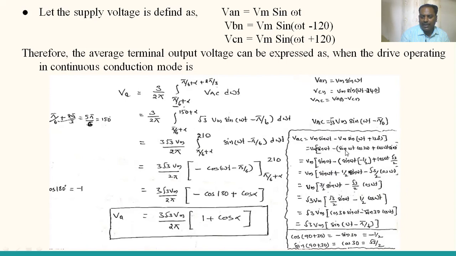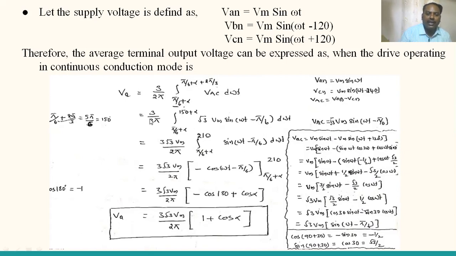Sin A plus B can be expressed as sin A cos B plus cos A sin B. In this manner, we can solve this. Finally, VAN minus VCN has a value of root 3 into Vm sin omega t minus pi by 6. So how is this expression obtained? For this you have to work through the derivation.